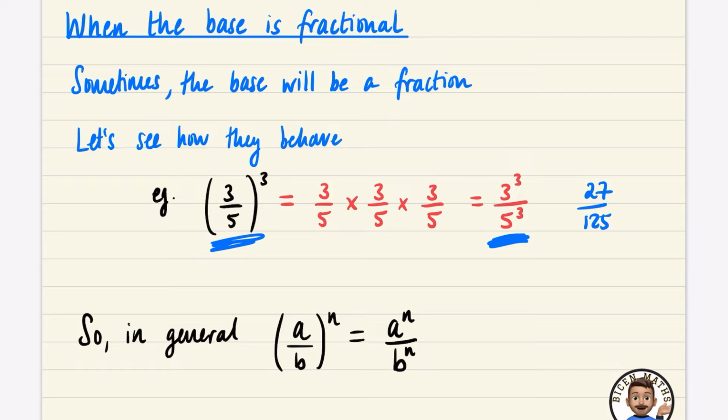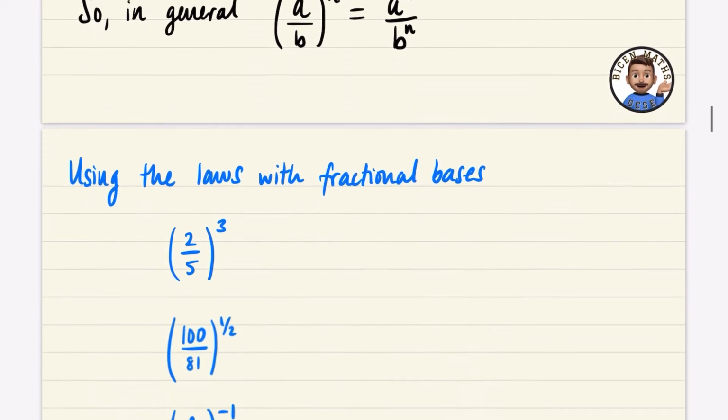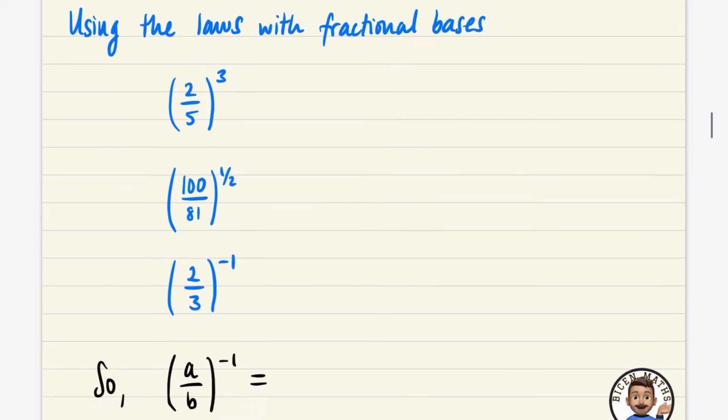And of course, this works in both ways. You could have something written like this, and you could write it like that, or vice versa, going back and forth between those. So let's actually have a go. Let's use the laws with these fractional bases. So I'm going to do these 3 quick examples up here. So I've got 2/5 cubed. Well, that's going to be 2 cubed over 5 cubed. 2 cubed is 8, and 5 cubed, 5 times 5 times 5, is 125.